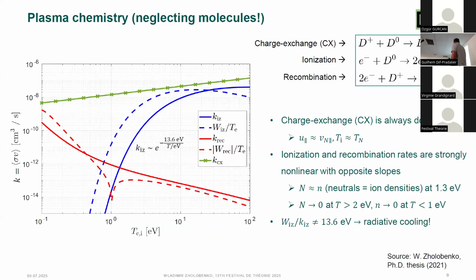Right. This is the temperature dependence of the rates. The ionization rate has roughly this exponential behavior. So at high plasma temperature, electron temperature in particular, we will have no neutral gas in equilibrium. We will have a purely ionized plasma. Then below 1 electron volt, recombination takes over and the plasma can recombine.